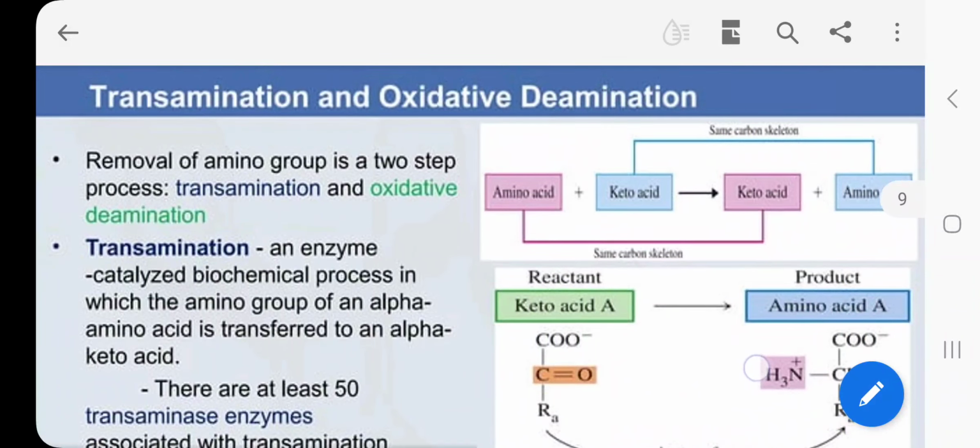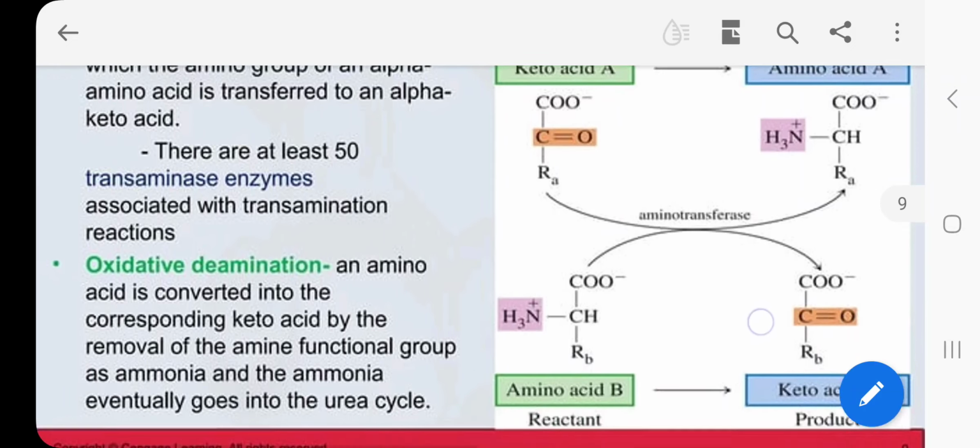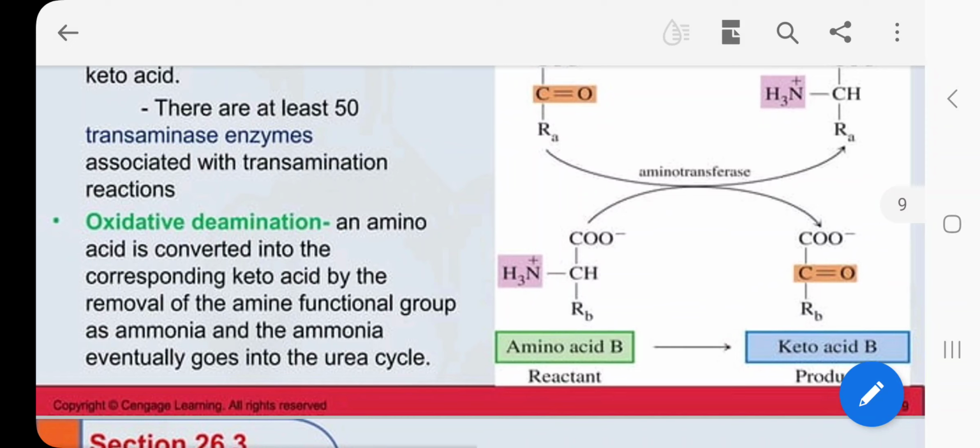Okay. So we have here transamination and oxidative deamination. So what we have here is the removal of the amino group in a 2-step process. Transamination and oxidative deamination. So as given in your handout, transamination is an enzyme catalyzed biochemical process in which the amino group of an alpha amino acid is transferred to an alpha keto acid. So that's transamination. Oxidative deamination is when an amino acid is converted into the corresponding keto acid by the removal of the amine functional group as ammonia, and the ammonia eventually goes into the urea cycle.